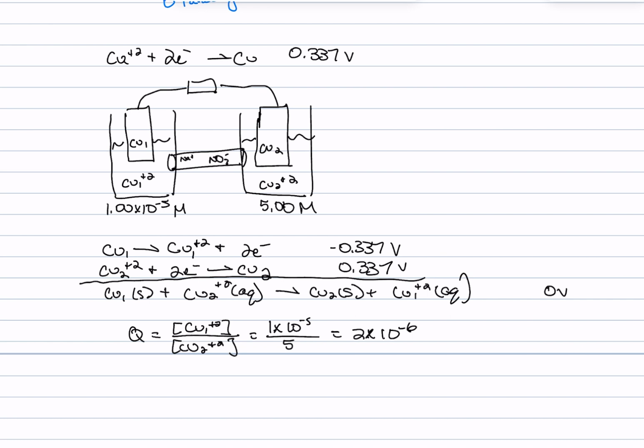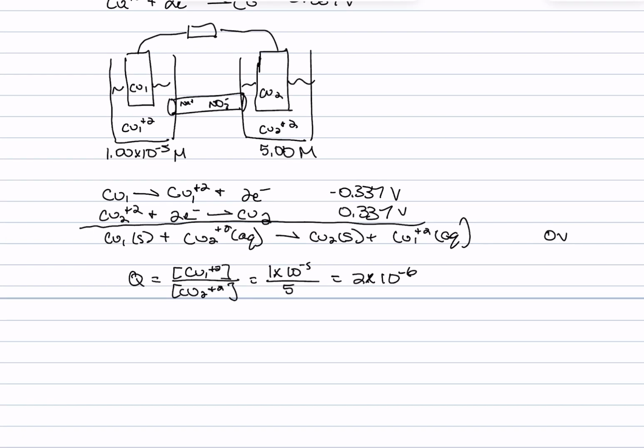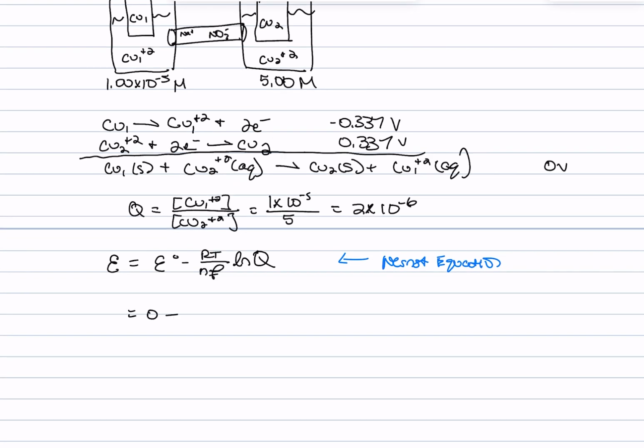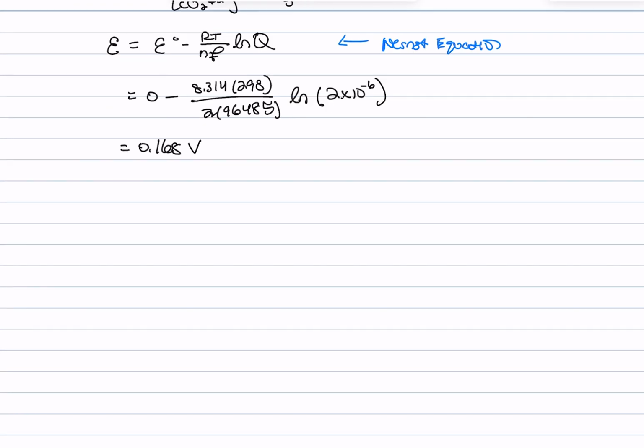And from here we can use the Nernst equation, which is E is equal to E standard minus RT over NF ln Q. And so E must be equal to 0 minus 8.314 times 298 over 2 times 96,485 ln of 2 times 10 to the negative 6, which is equal to 0.168 volts.